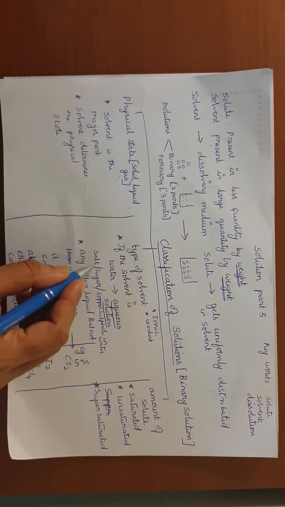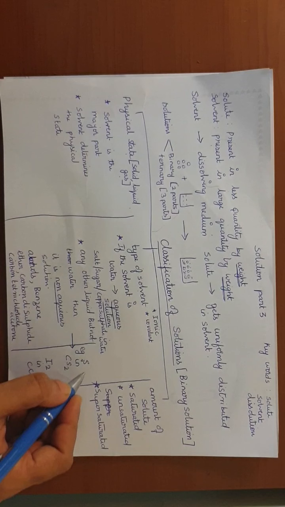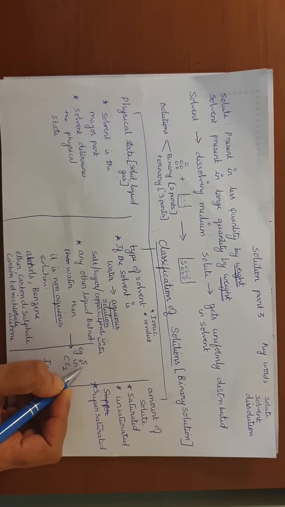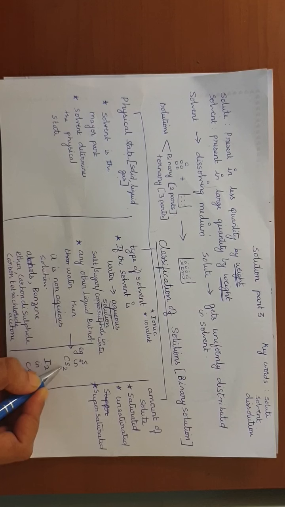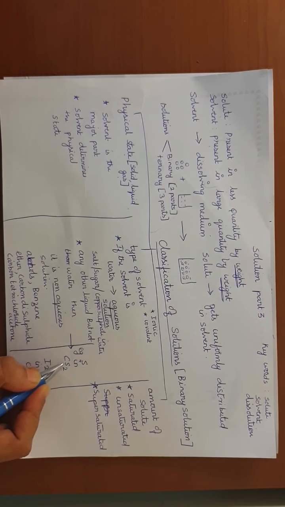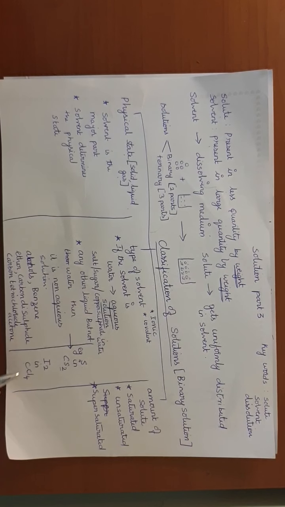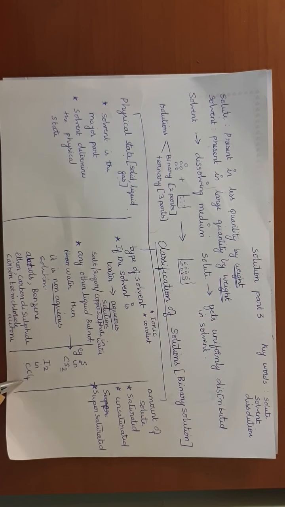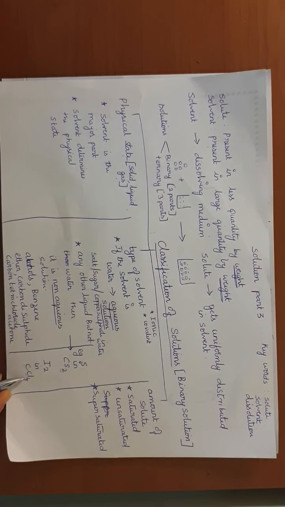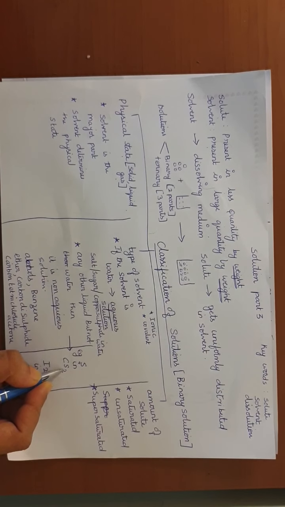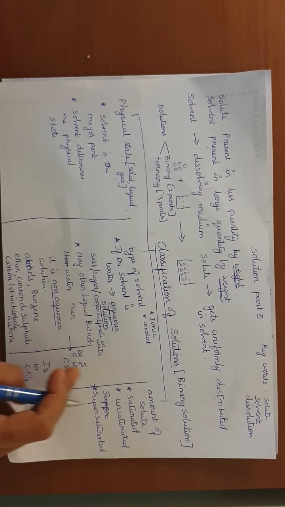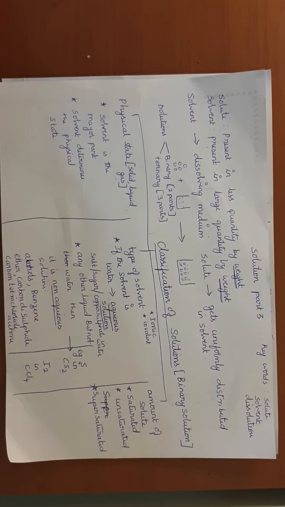Examples of aqueous solution are salt or sugar or copper sulfate in water. Non-aqueous solution is sulfur in carbon disulfide. Di means 2. Carbon disulfide. This is iodine, symbol of iodine is I2. Iodine in carbon tetrachloride. 4 means tetra. Carbon tetrachloride is a solvent. Carbon disulfide is a solvent. So these solutions are called non-aqueous solutions.